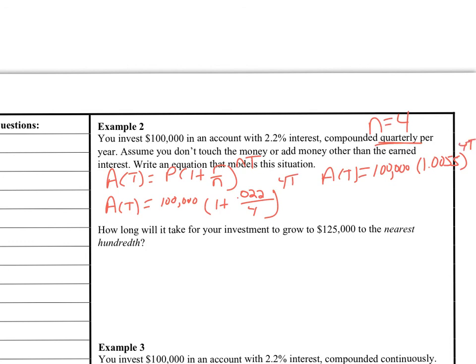Next question, how long will it take for your investment to grow to 125,000? Same idea, same problem. You start at 125,000. You're plugging it in and working backwards.